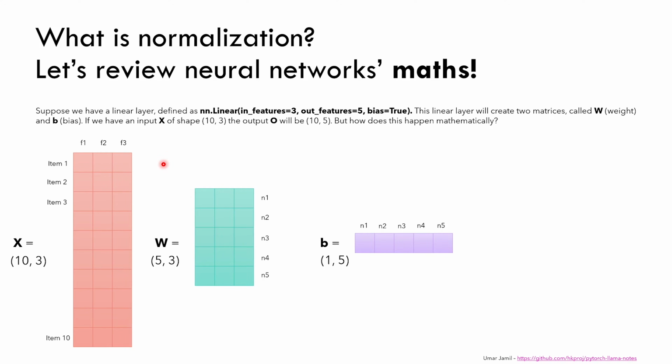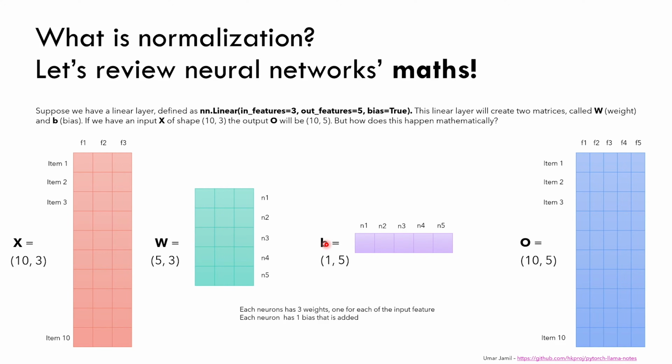Then we have the bias vector, and the bias vector is one weight for each neuron, because the bias is 1 for every neuron. And this will produce an output which is 10 by 5, which means we have 10 items with 5 features. Let's try to understand what is the flow of information in these matrices. The flow of information is governed by this expression, so the output is equal to the x multiplied by the transpose of the W matrix plus b.